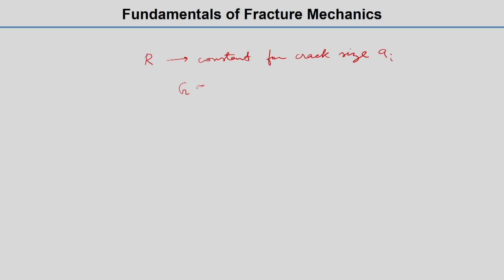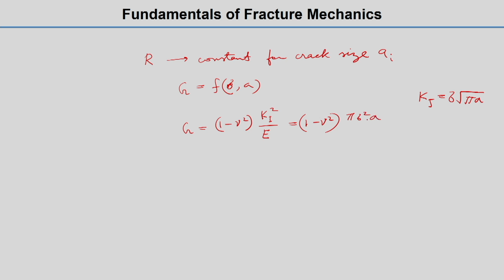However, G will be a function of sigma and A, and G can be expressed as (1 minus nu square), where nu is Poisson's ratio, times KI square by E. And as you know, KI is equal to the stress intensity factor, sigma root pi A. So we can write it in terms of that and find the final expression like this. This is the expression for energy release rate.